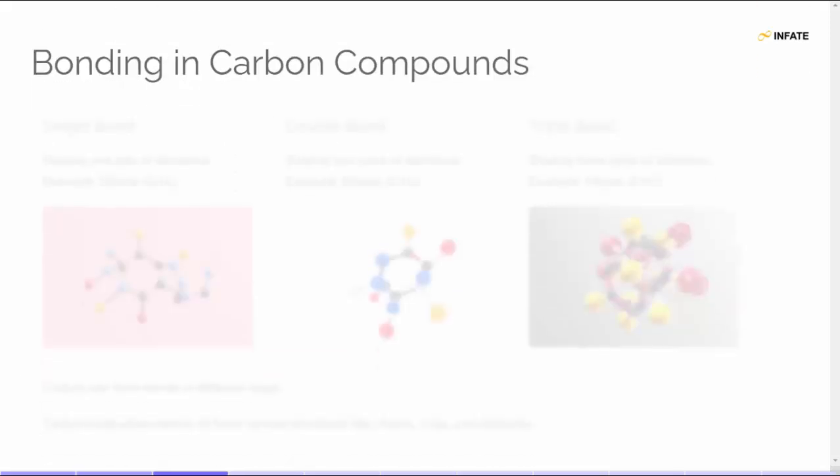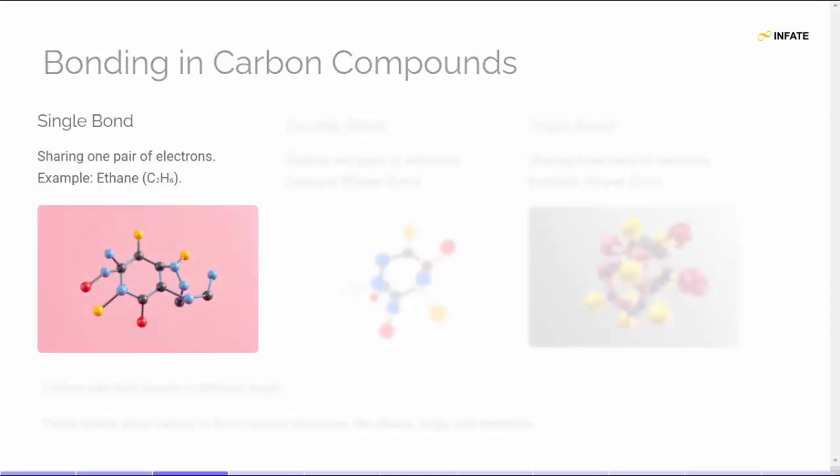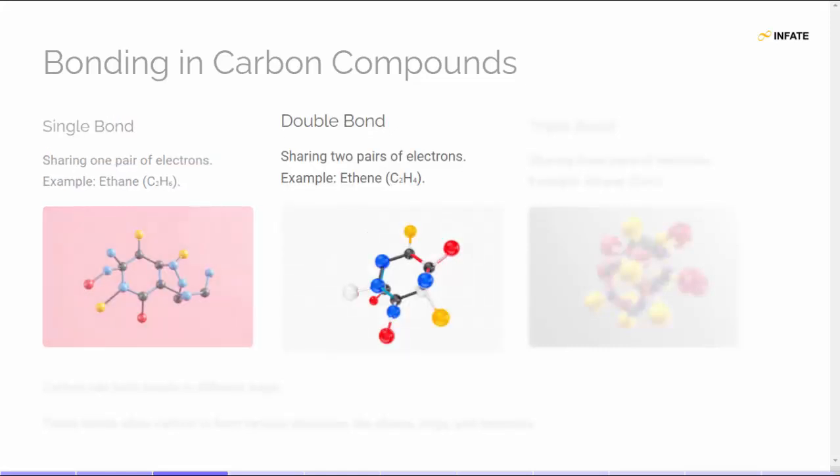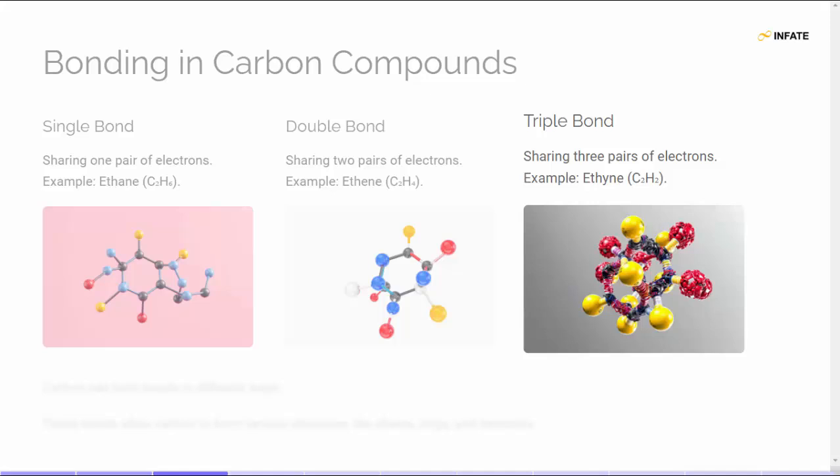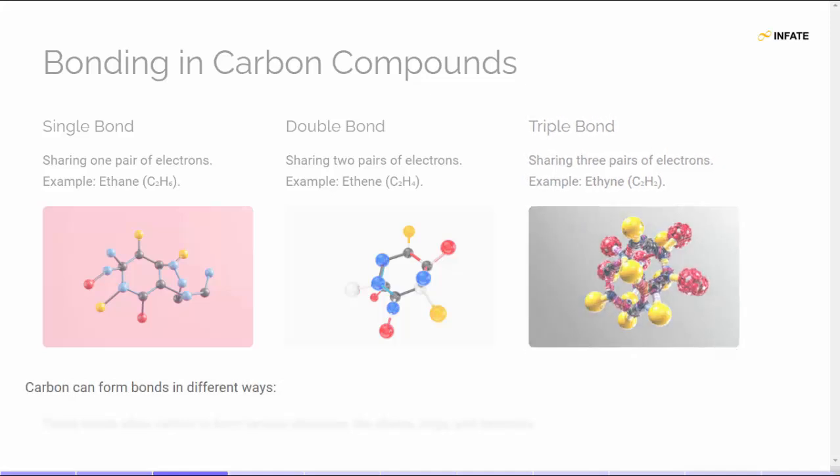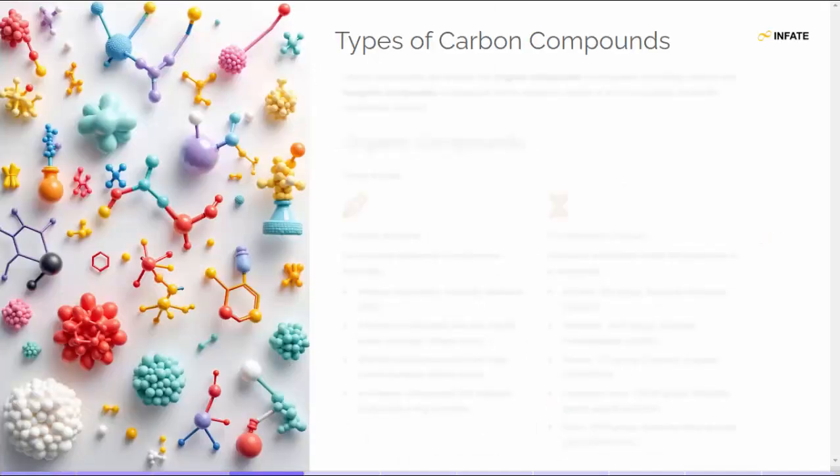3. Bonding in carbon compounds. Carbon can form bonds in different ways. Single bond, sharing 1 pair of electrons. Example, ethane, C2H6. Double bond, sharing 2 pairs of electrons. Example, ethene, C2H4. Triple bond, sharing 3 pairs of electrons. Example, ethyne, C2H2. These bonds allow carbon to form various structures like chains, rings, and networks.